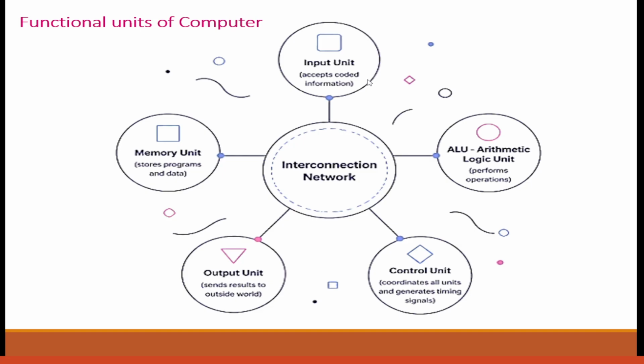The input device accepts the coded information as the source program, and this is either stored in the memory or immediately used by the processor to perform the desired operations. The program stored in the memory determines the various processing steps. Finally, the results are sent to the outside world by the output unit. All these actions are coordinated by the control unit by generating the timing signals.